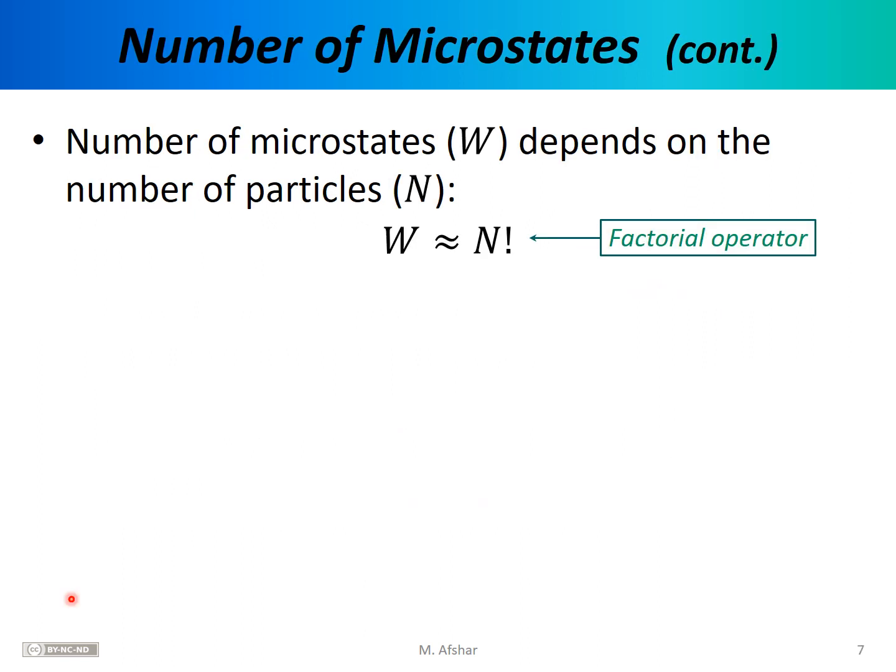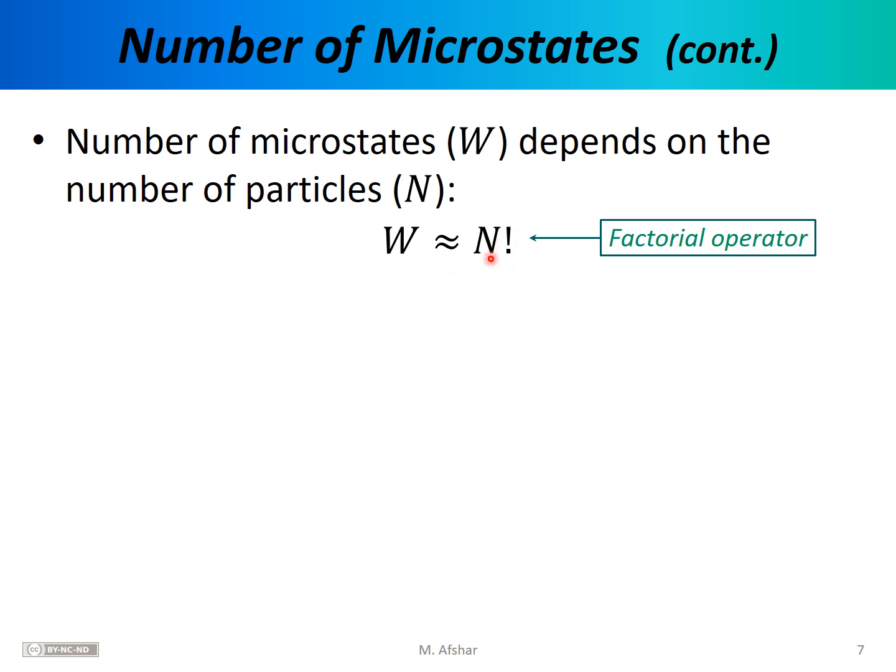Now, calculating W, the number of microstates, is not always easy. In fact, usually it's quite a challenging task. But it should be obvious that the number of microstates depends on the number of particles. So the more particles you have in the system, the more possible microscopic states you have, simply because more particles means more ways to distribute those particles inside the volume of a box, or more ways to distribute energy among those particles. Very roughly speaking, W is equal to n factorial.